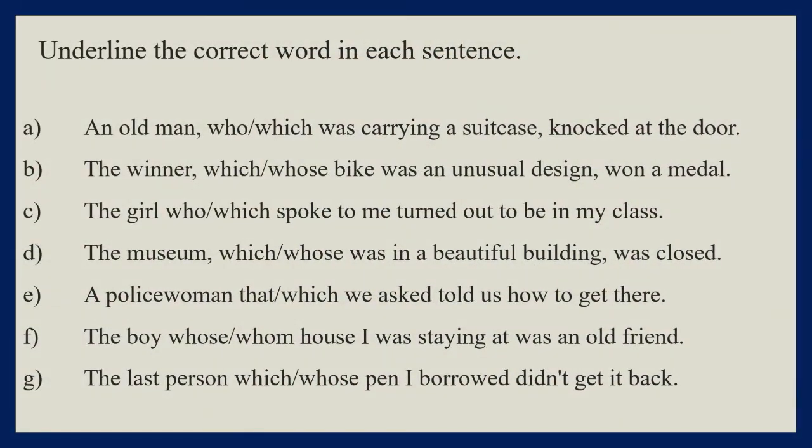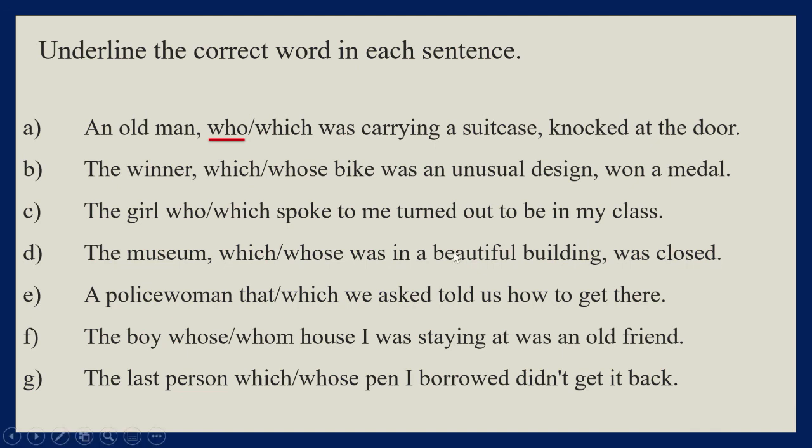Let's start with the exercises. Underline the correct word in each sentence. A. An old man who or which. We're talking about a man, so we're talking about people. So our option is who and not which. Who was carrying a suitcase knocked at the door.